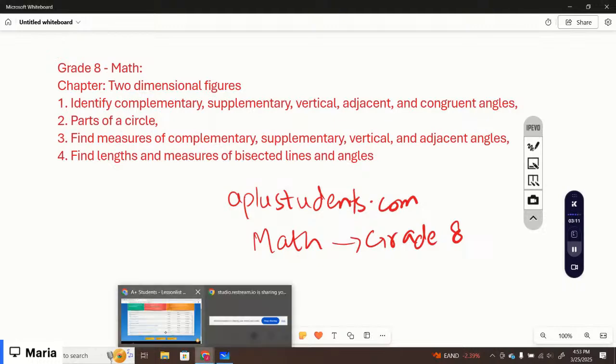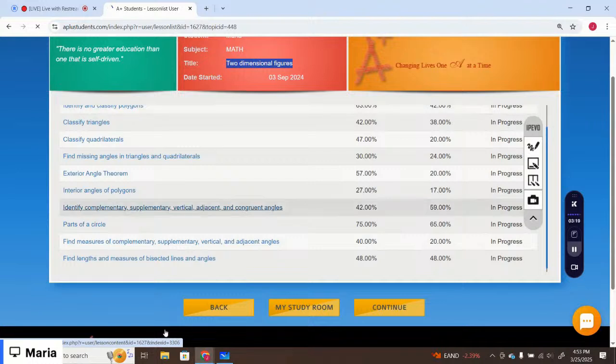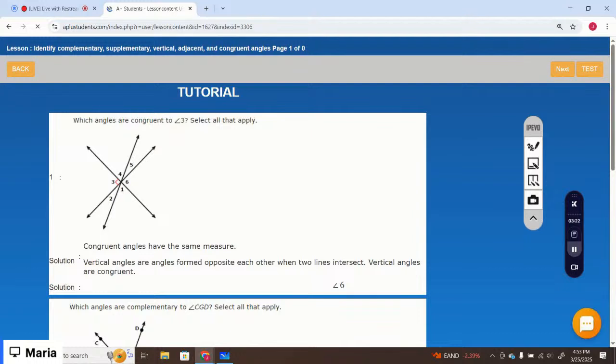So here I'm on grade 8 math. The chapter we're on right now is two-dimensional figures. Let's start with the lesson that is identify complementary, supplementary, vertical, adjacent, and congruent angles. Which angle is congruent to angle 3? Congruent angles are the angles that have the same measure. Vertical angles are formed opposite to each other when two lines intersect. Vertical angles are congruent. So angle 3 and angle 6 are vertical angles, and vertical angles are also congruent angles. Congruent angles mean they have exactly the same measure.